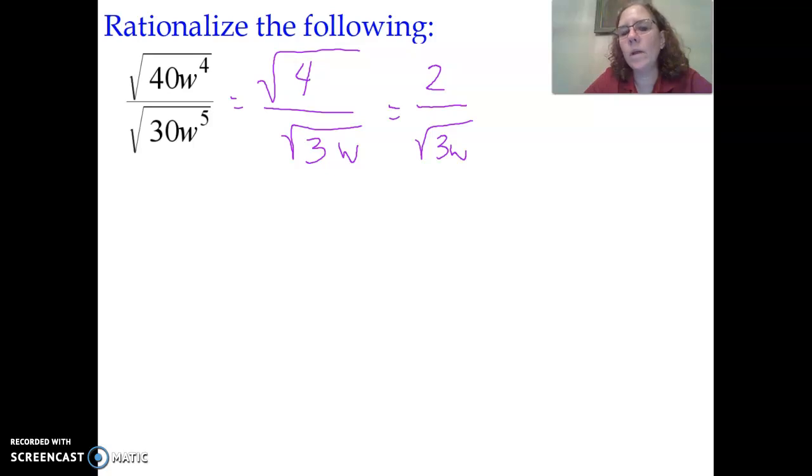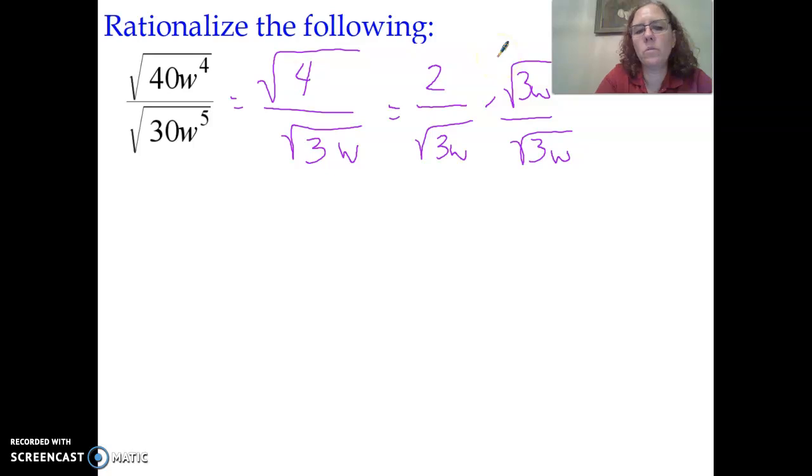Okay, now, when I multiply, what do I want to have inside the square root so that I can rationalize this? So this denominator will go away. Right, I want a 3 and a W. So I want to have 2 of each. So in the numerator, can I multiply those together? Well, no. The 2 is outside the square root. The 3 is inside the square root. So I just have to write them both down.